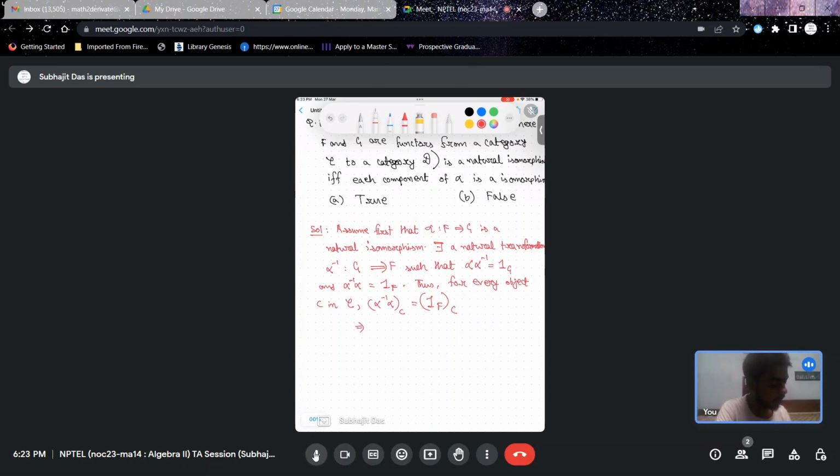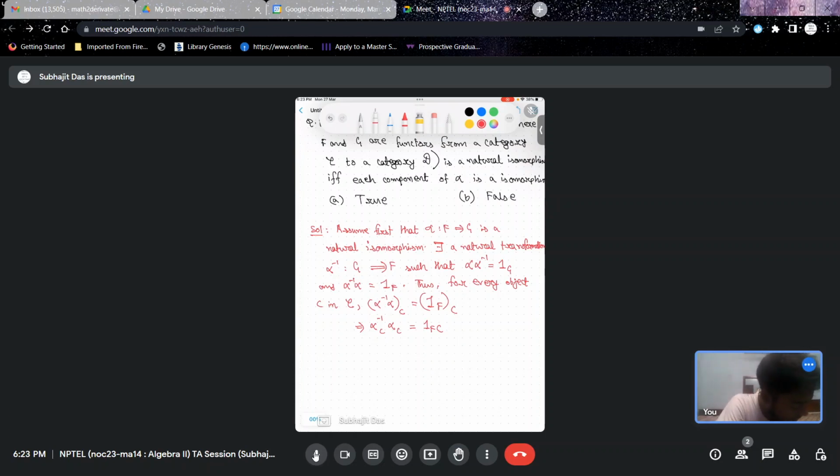Yeah, sorry for the interruption again. So for every object C in the category C, alpha inverse alpha at C is 1 F at C. What is the component of the composition alpha inverse alpha at the object C? The component of this natural transformation is the composition of the components of alpha inverse at C and alpha at C. This is equal to the component of the identity natural transformation on F at C. This is precisely 1 at FC, right?